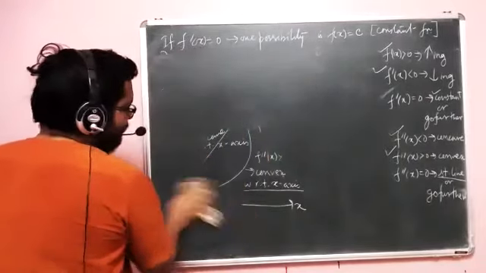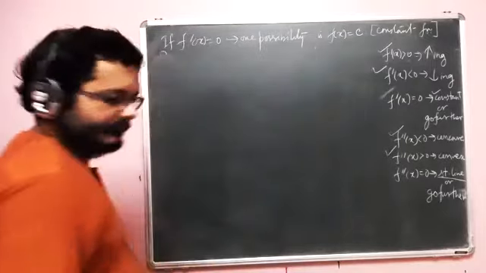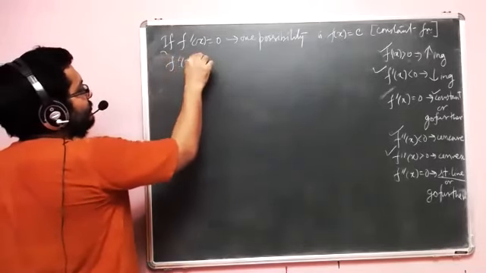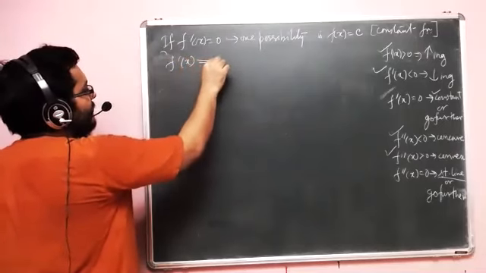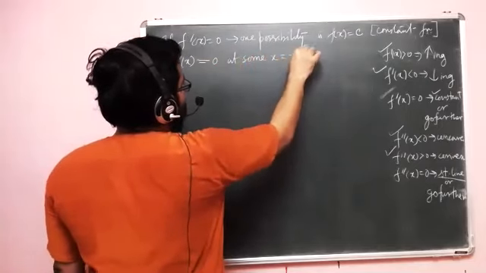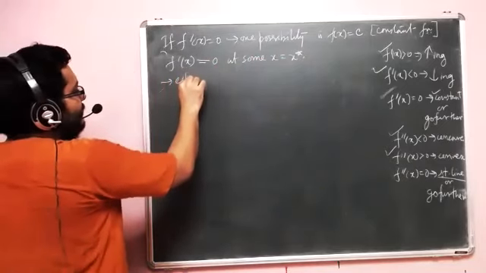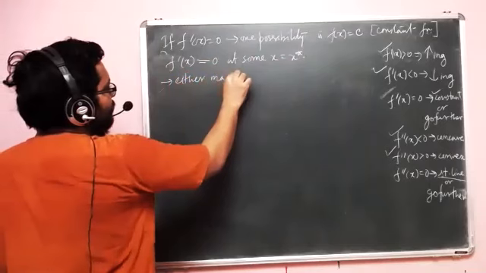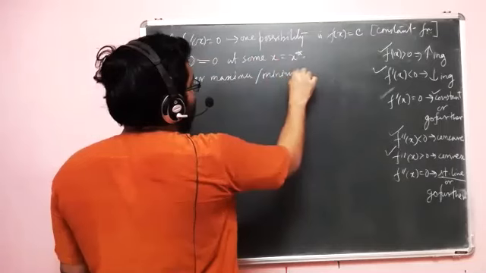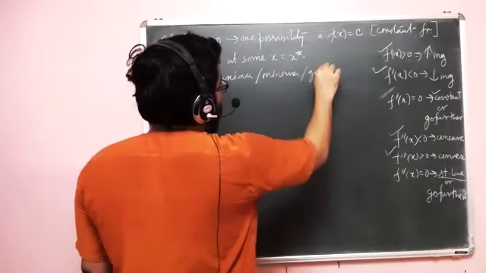For example, we know that when you are evaluating f dash x equal to 0, when you are getting f dash x equal to 0 at some x equal to x star, what are we looking at? We are looking at either maxima or minima or, again, let's say go further.